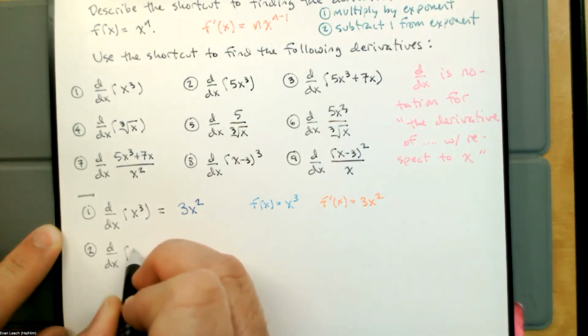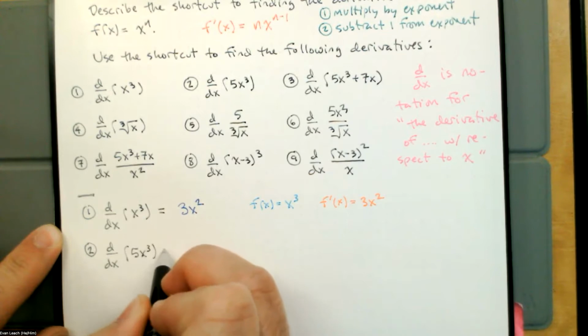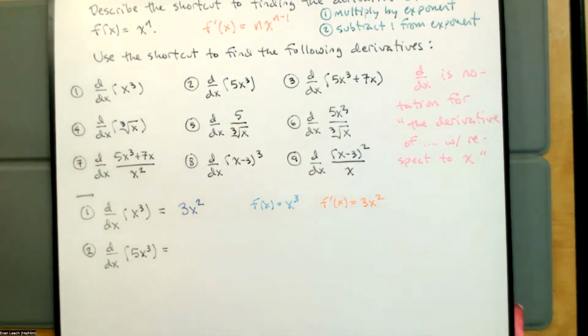Now I'm messing with you. What about 5x cubed? I totally did not discuss how this should work. I wanted you to just guess how it should work. Anyone have a guess? 15x squared. Who's got 15x squared?